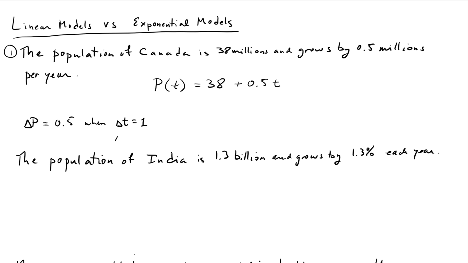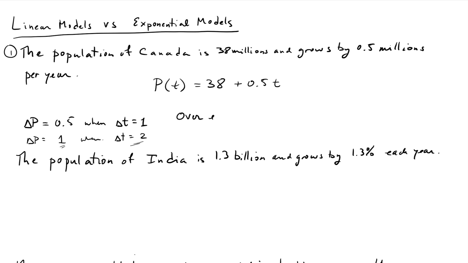Of course if the increment now is 2, so if over equal increments of 2 years the population is going to grow by 1, it's still constant if this increment is constant. So this is when you know you have a linear model.